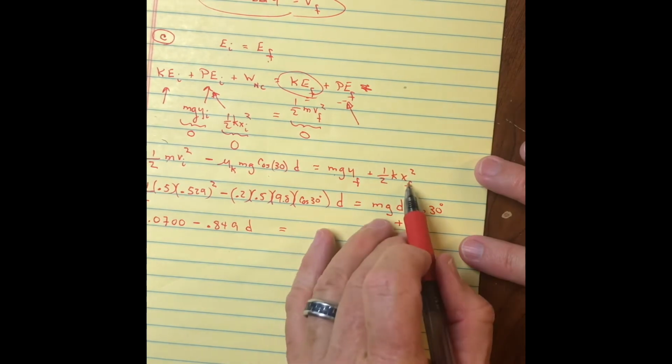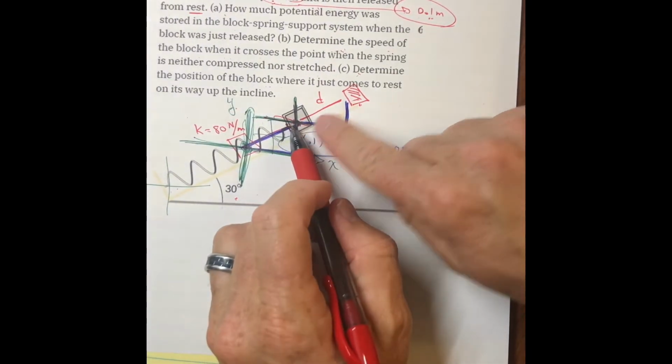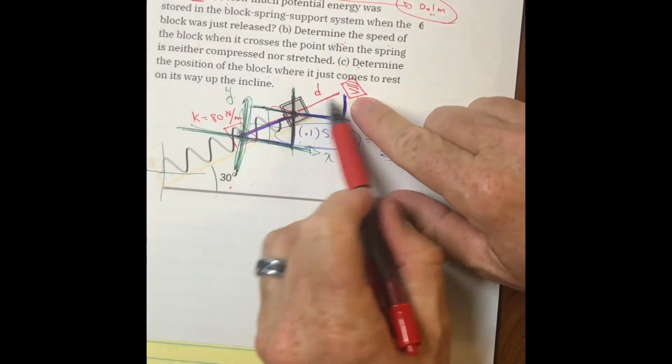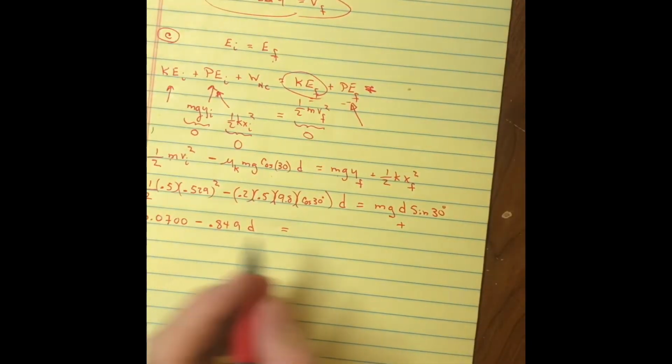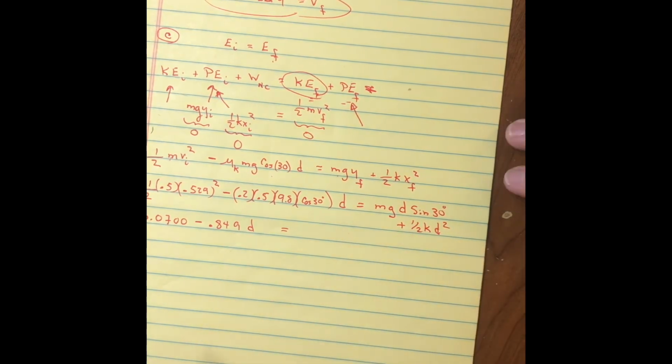And then this term, the x, is how far did it stretch. And coming back to the picture, as it goes up the hill, it stretches the spring by a distance of d. So this would be a 1/2 k d squared.